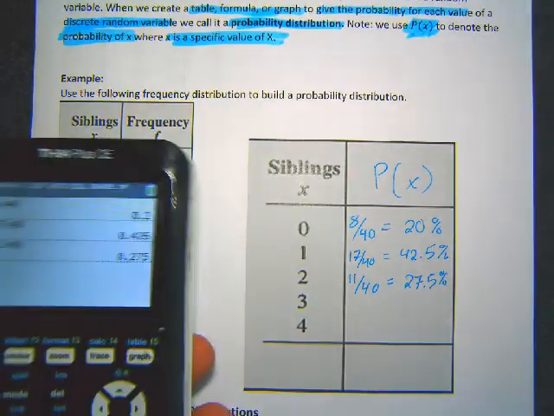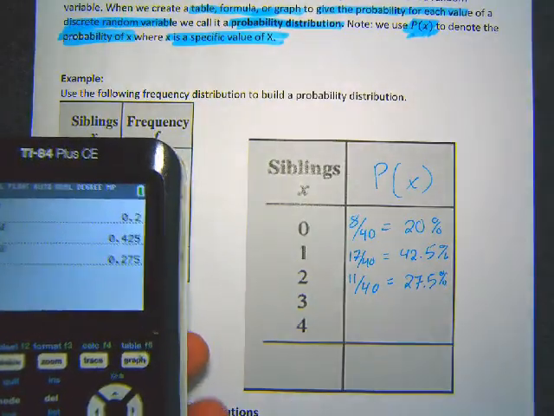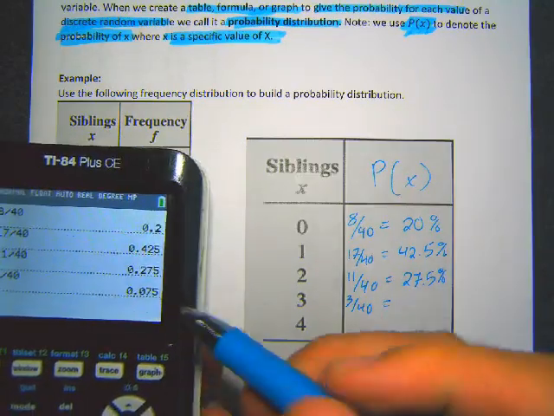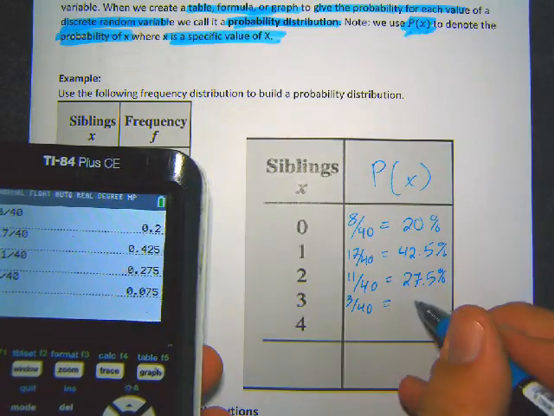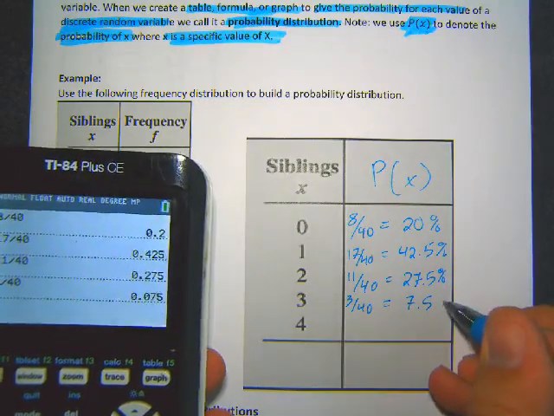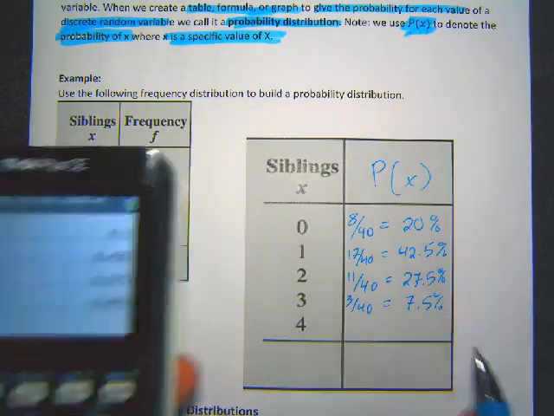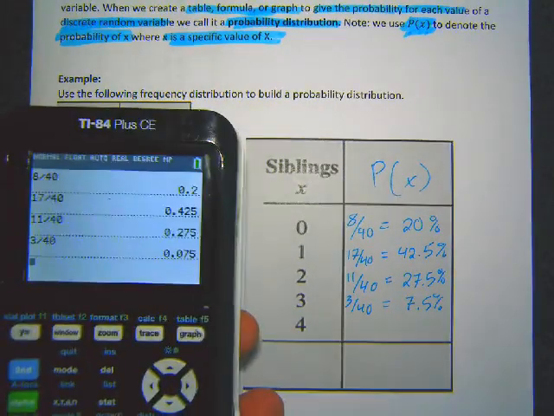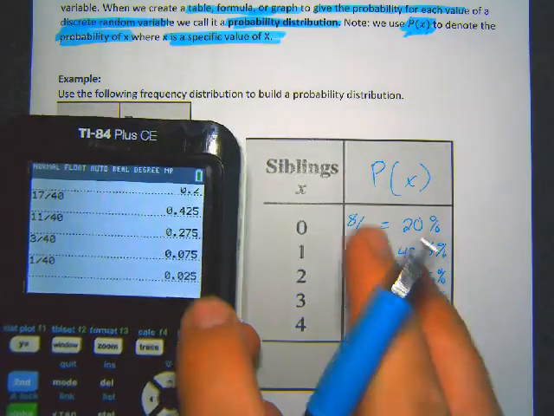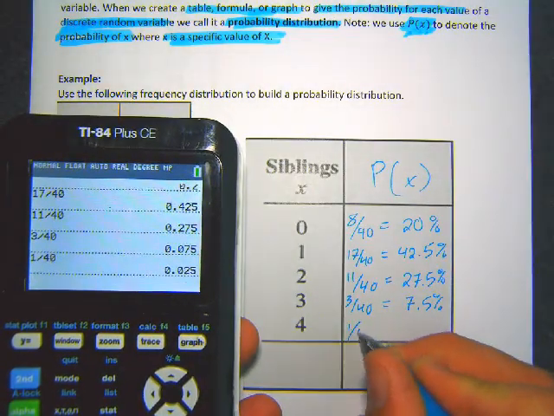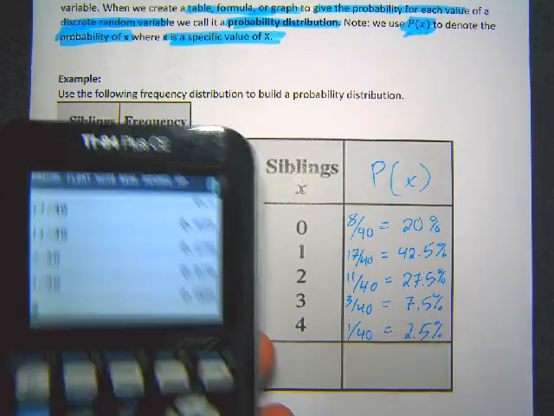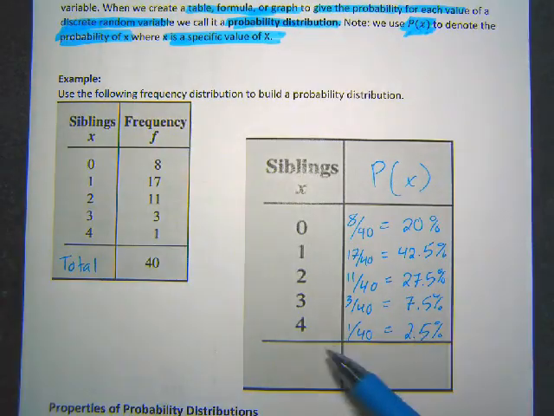Three siblings, there's only three of those. So 3 divided by 40. 3 over 40 gives us 7.5%. So 7.5% is the percent that have three siblings. And then four siblings, there was only one of those. So if we do 1 divided by 40, the last one, we get 2.5. So 1 out of 40 gives us 2.5%. So 2.5% of these people have four siblings.